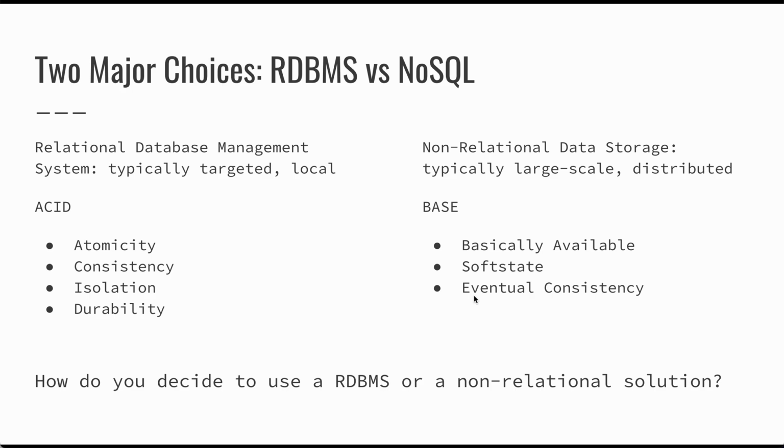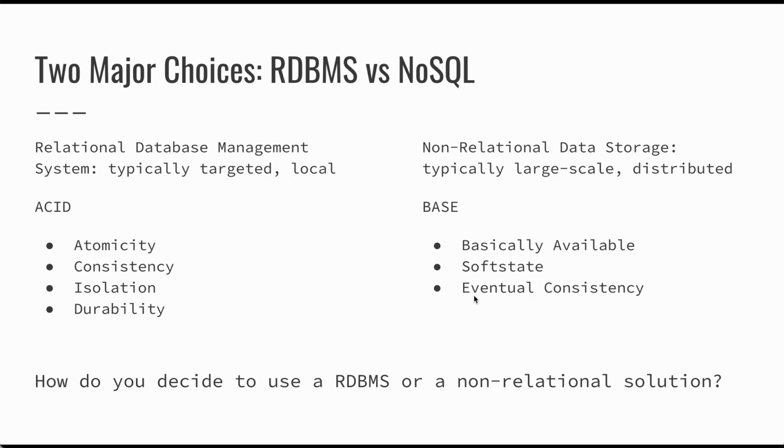So a relational database management system is typically going to be something that's local. It's going to be something that's hosted nearby where your web server is. Maybe it's on the same machine as your web server. And these typically are going to be used for targeted purposes, often operational purposes. And compared to a non-relational data storage, these are typically going to be a little bit more large scale. They may be distributed over several locations.